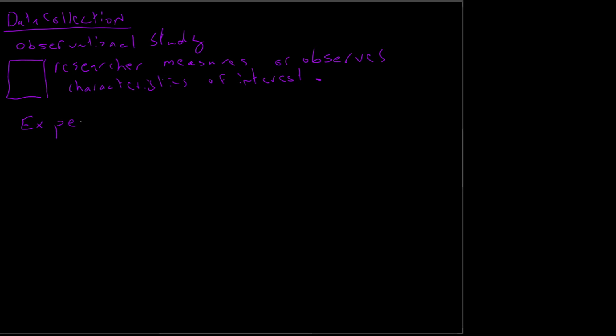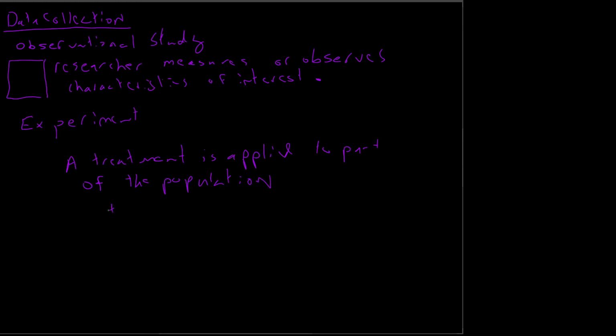The other way is called an experiment. And in an experiment, a treatment is applied to part of the population. You do something, and that part of the population is going to be called the treatment group. The treatment group is the part of the population that you apply a treatment to. And you don't always have to, but you can have another part of the population called the control group, which has no treatment applied.